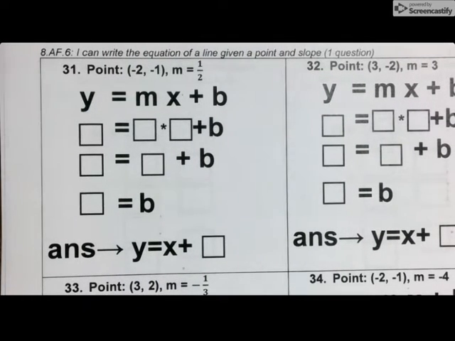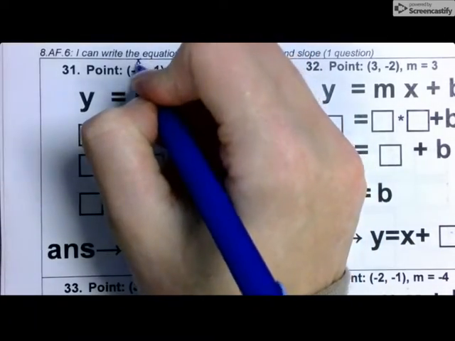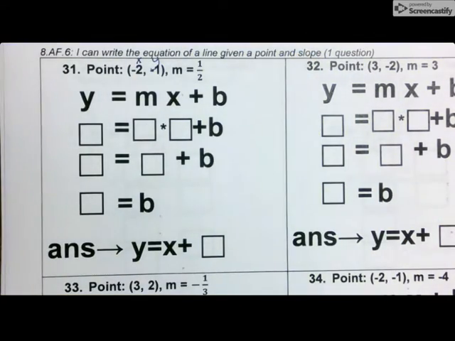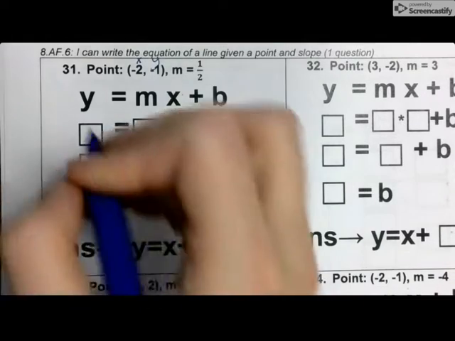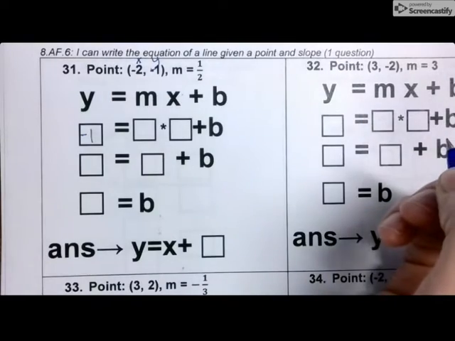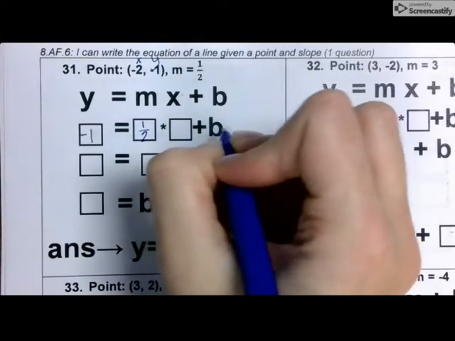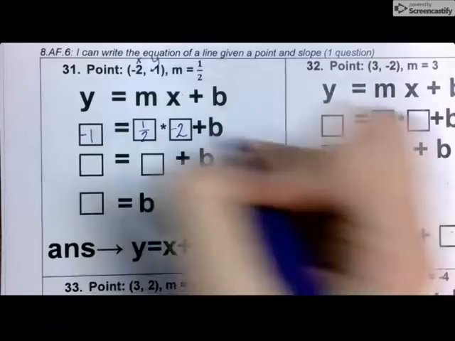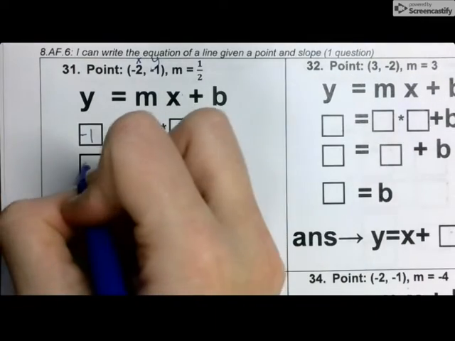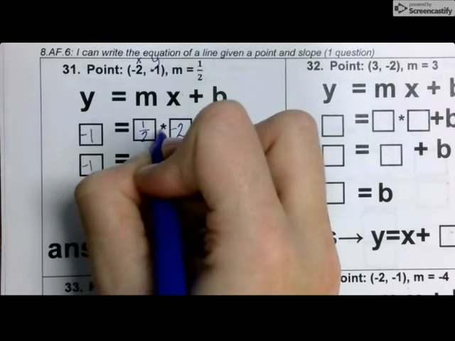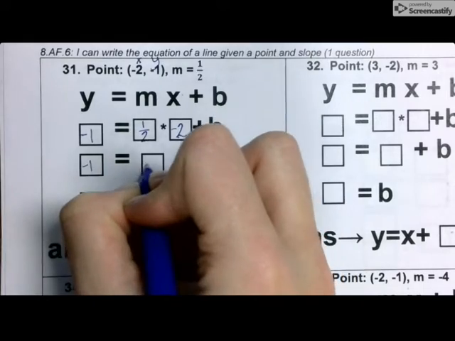You'll have to do one of these problems, but this is always x comma y. So in place of y, you are going to have what y equals, which in this case is -1. In place of m, you're going to have what m equals, which is 1/2. In place of x, you're going to have what x equals, which is -2. Bring down your -1. What is 1/2 times -2?